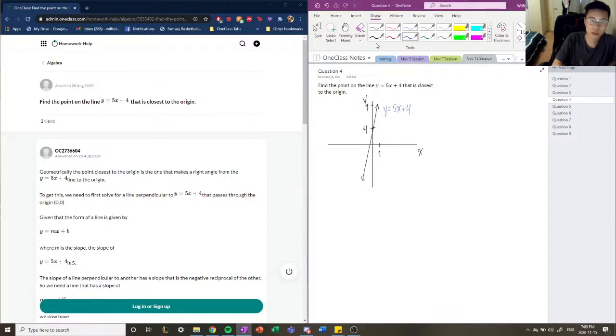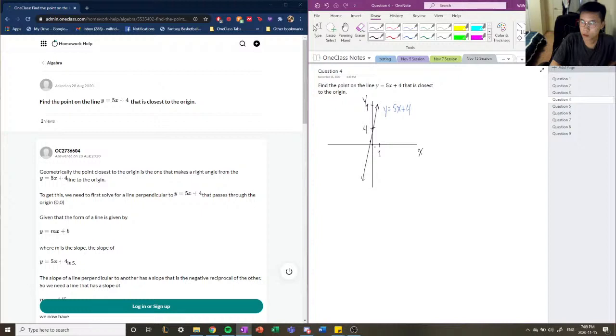Okay, so we're looking for the point on this line that is closest to the origin. The origin is here. So this point right here would be the point that's closest to the origin. Okay, but how do we find that point?